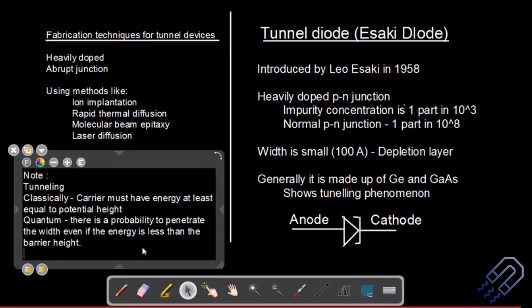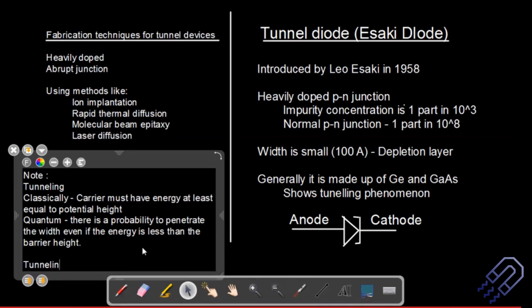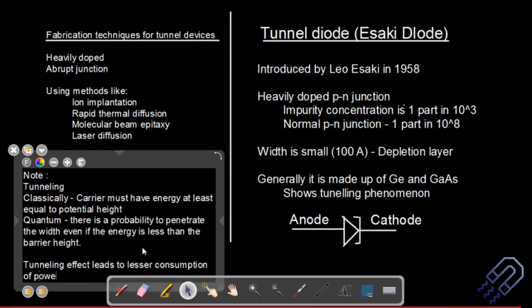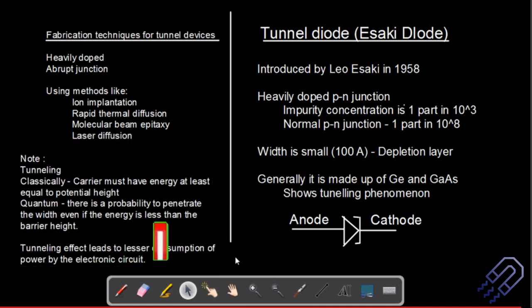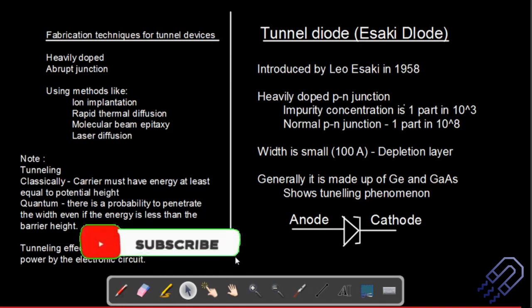Maybe I can write down another important note here: tunneling effect leads to lesser consumption of power by the chips. You have an electronic circuit which is made out of chips. Let me write down electronic circuit. I think this is important. Just take it on top. This is another important point that we should look into.